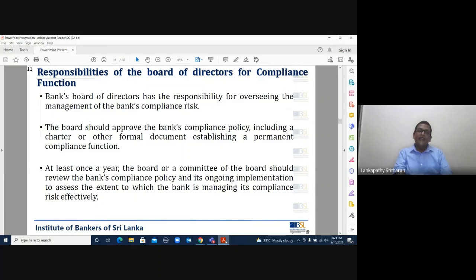That's what I have mentioned to you all, that any bank or finance institution can formulate policies, but if they do not review those policies from time to time, then there is no point in keeping that policy, because the business environment may change rapidly. So to keep pace with that rapid change, these compliance policies also should be changed. That's why it says that at least once a year, the board should review the bank's compliance policy and its ongoing implementation to assess the extent to which the bank is managing compliance effectively. So I think these are the main responsibilities of the board of directors for compliance functions.